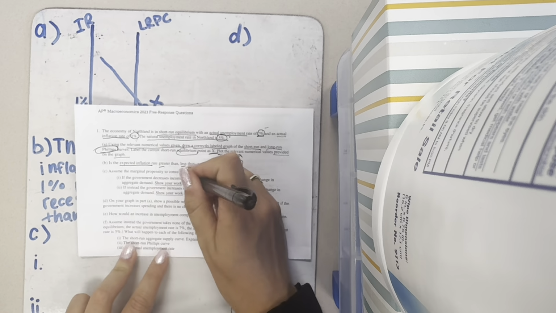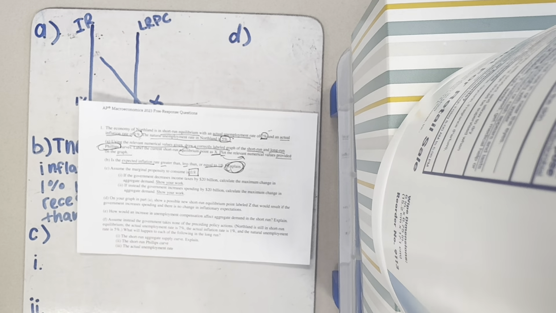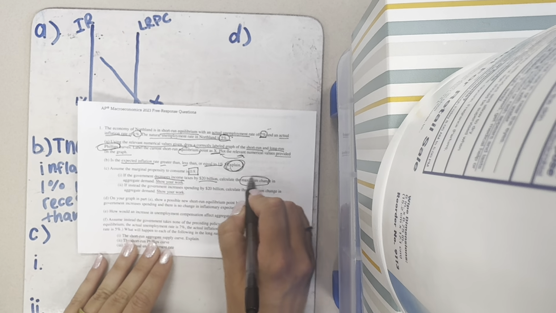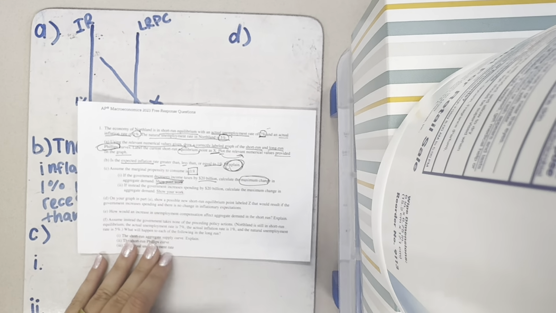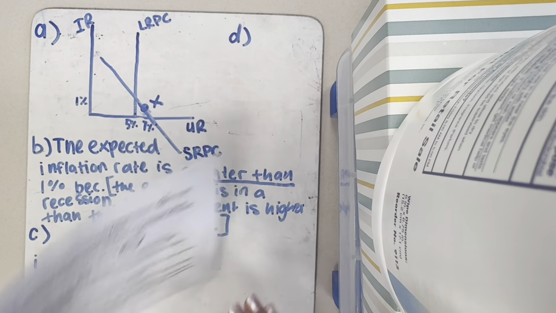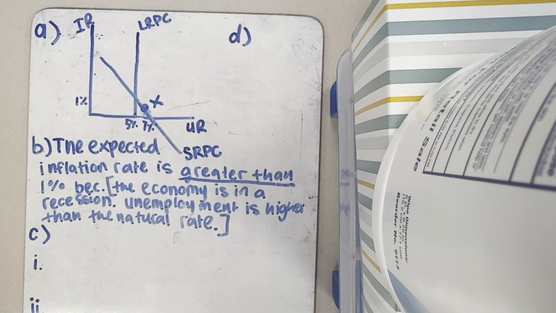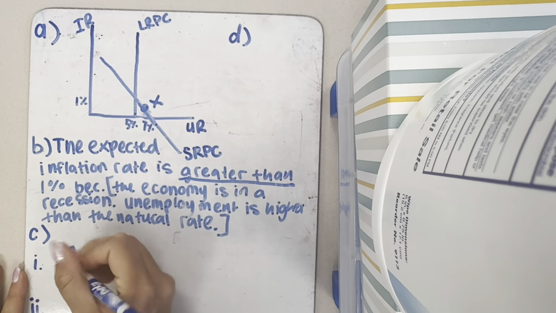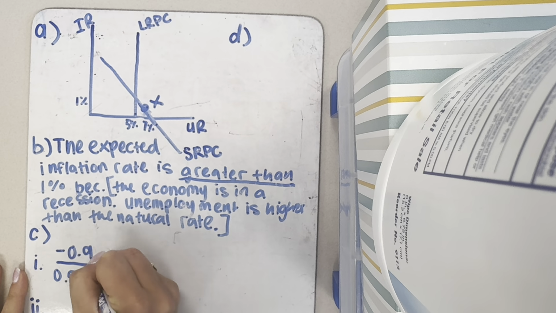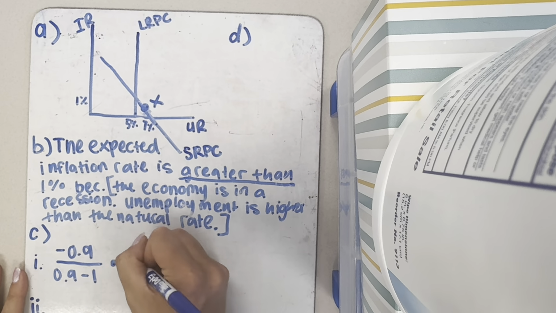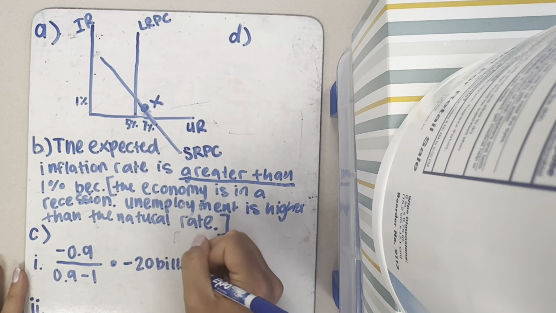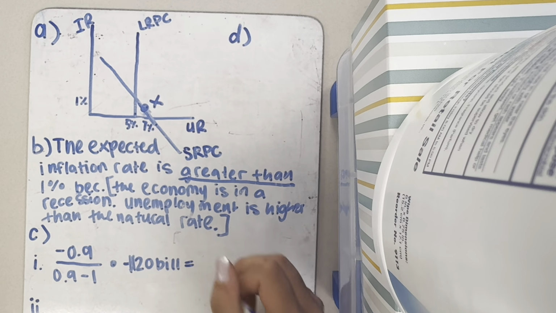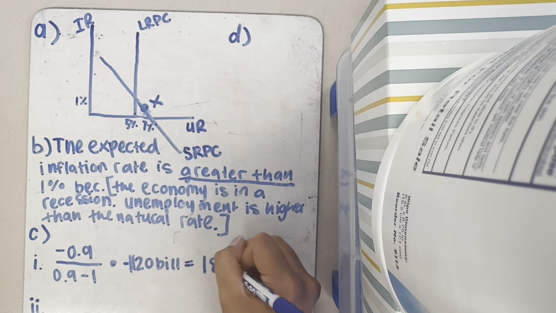Since the marginal propensity to consume is 0.9, if the government decreases income taxes by 20 billion, we need to calculate the maximum change in aggregate demand. And we will do this by putting negative 0.9 on top of 0.9 minus 1, times negative 20 billion. And that would equal 180 billion.